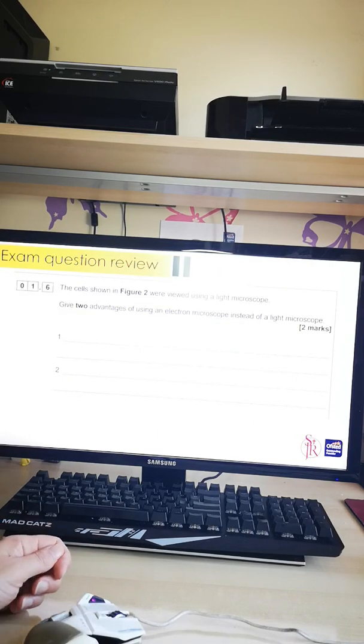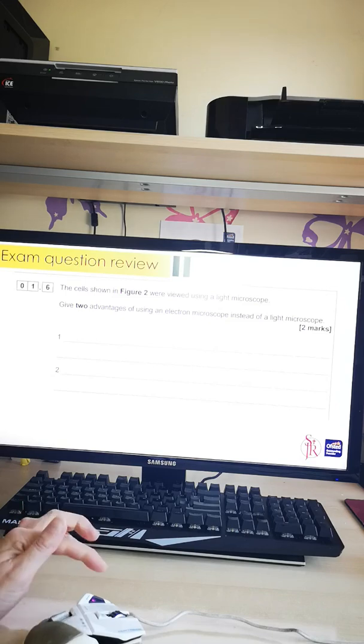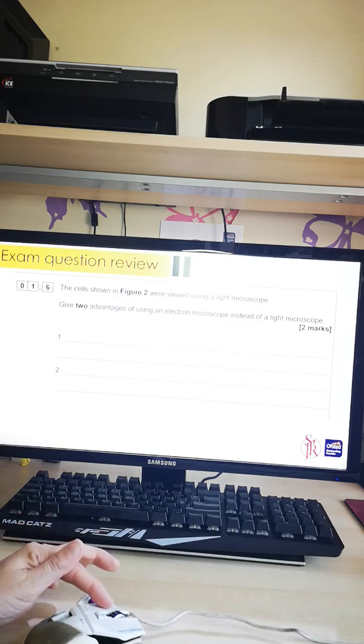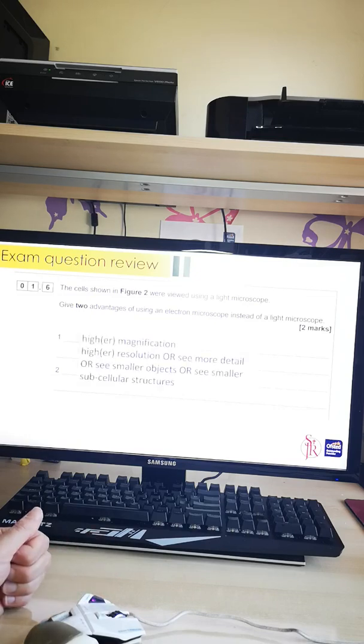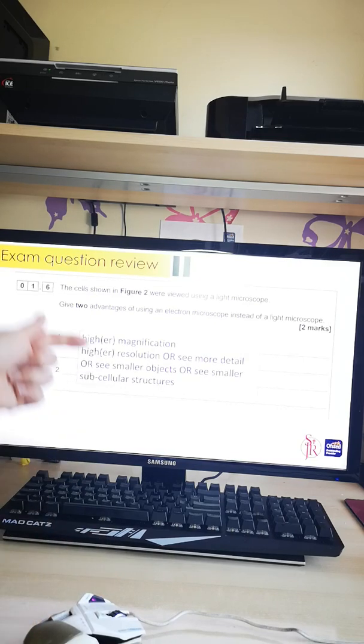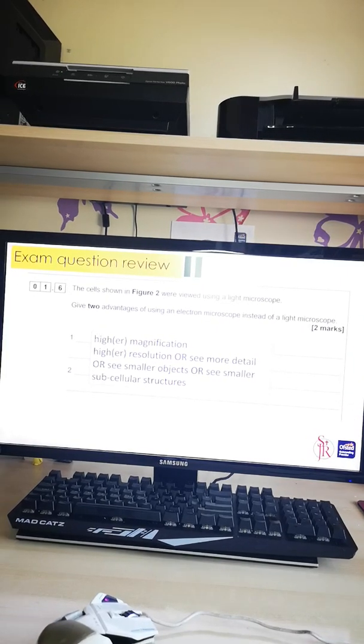Students were asked the two advantages of using an electron microscope instead of a light microscope. So you can pause and have a go. Okay, so have you got the idea that for one, it gives us a higher magnification, and for two, a higher resolution? So we can see more detail inside the cell, we can see smaller objects, we can see smaller subcellular structures. Any of those ways of describing higher resolution.